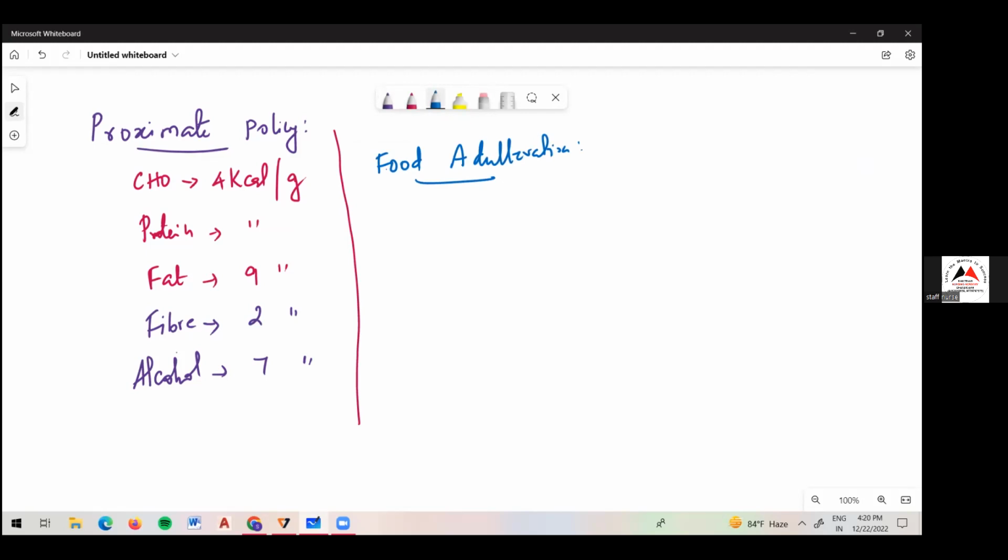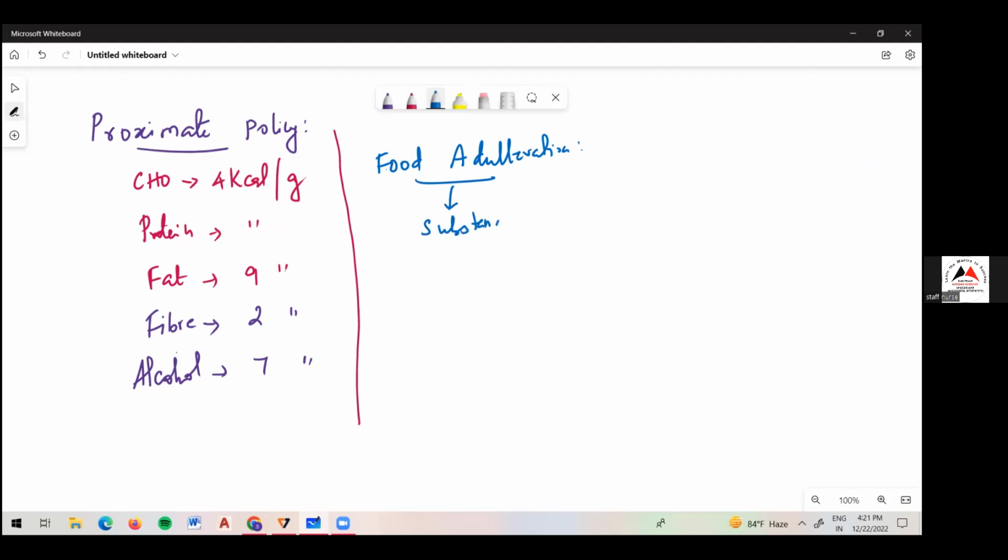Food adulteration, the mixing of something into food. This may be cooking oil, where we are adding some other oil, like palm oil. That is called food adulteration. Food adulteration is the addition of substances into food. For example, brick powder in chili powder, sand with turmeric powder, argemone oil with mustard oil, argemone seed with mustard seed.